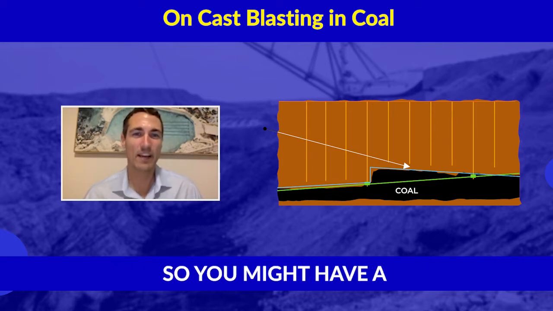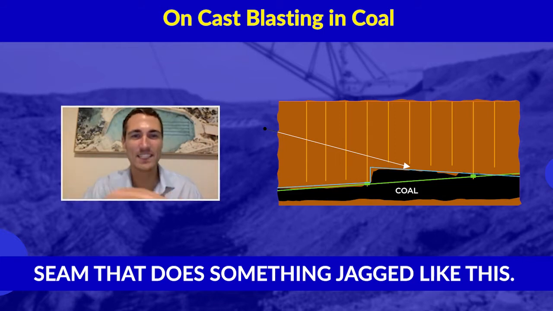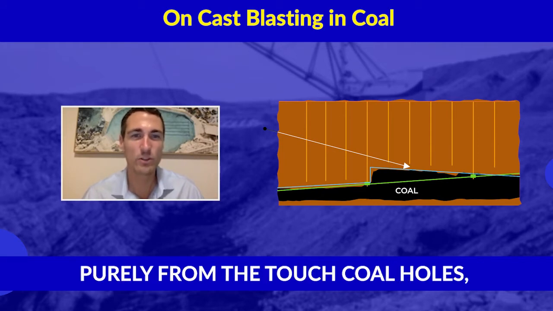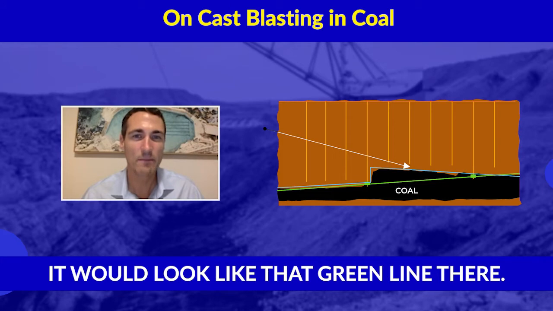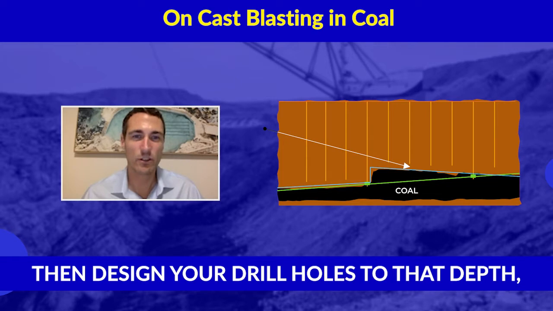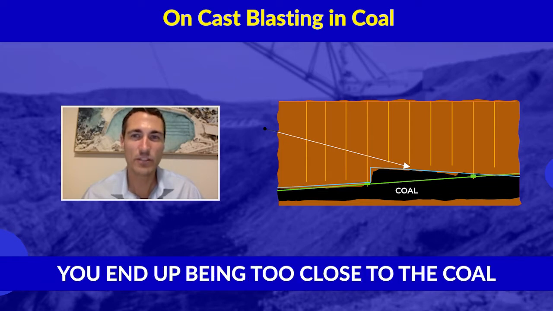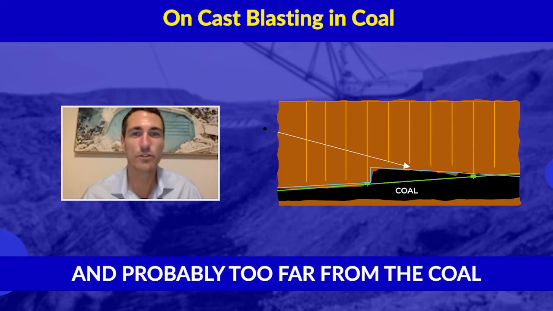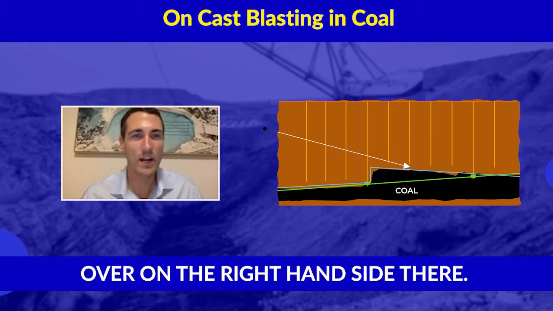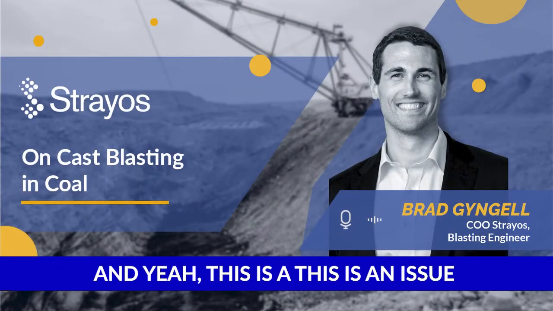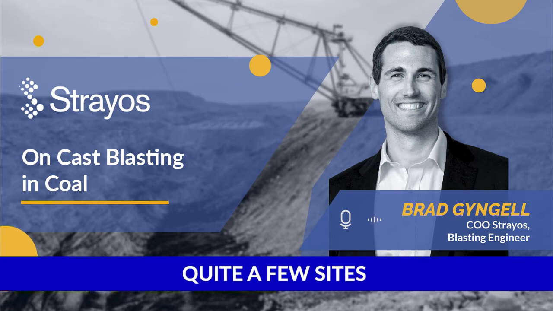So you might have a seam that does something jagged like this. You have some big discontinuity, and if you create a surface purely from the touch coal holes, it would look like that green line there. If you then design your drill holes to that depth, you'll end up being too close to the coal in the middle, and probably too far from the coal over on the right-hand side there. And this is an issue that I've seen at quite a few sites.